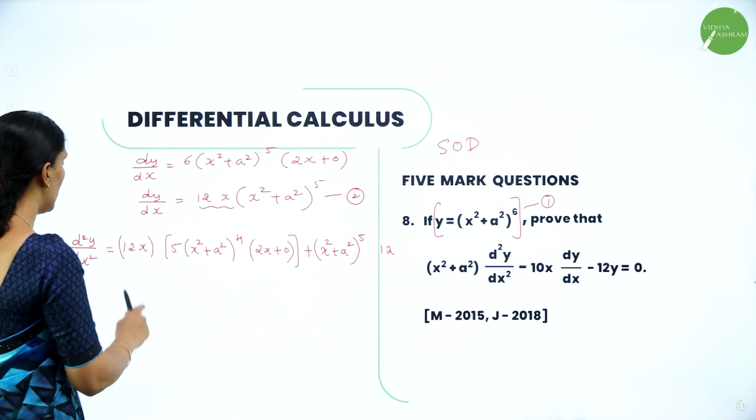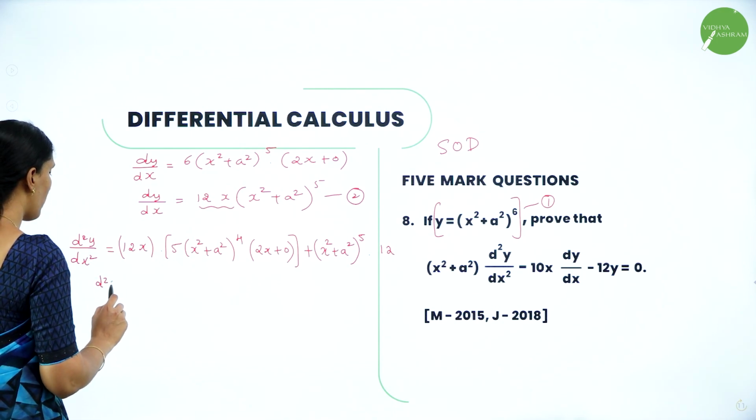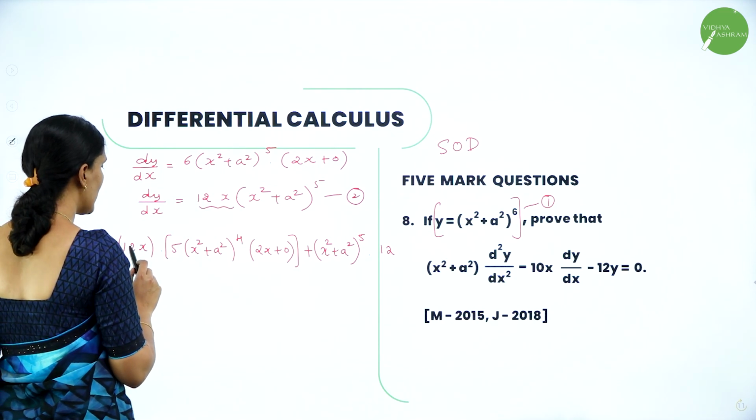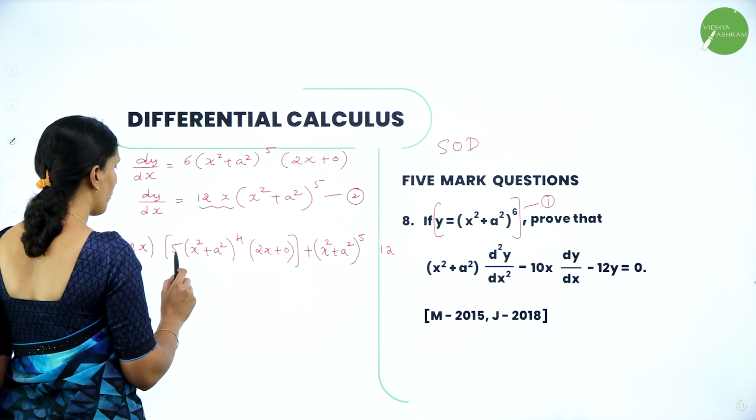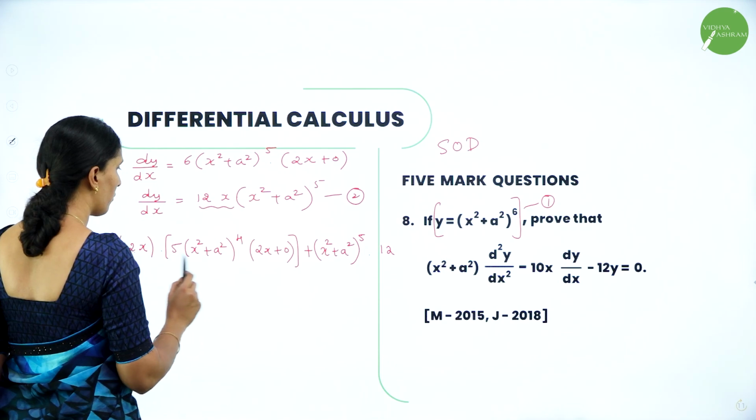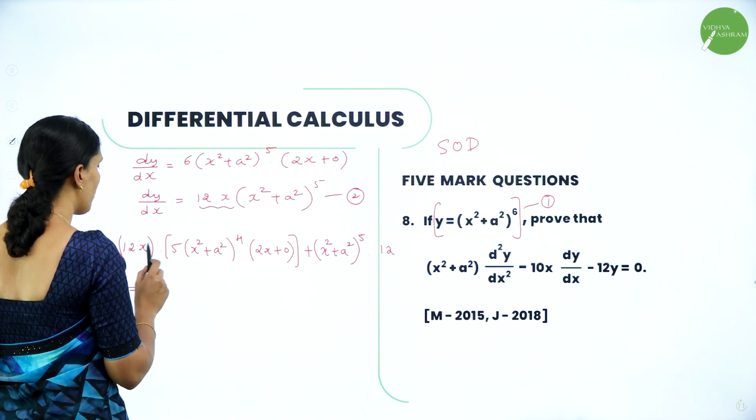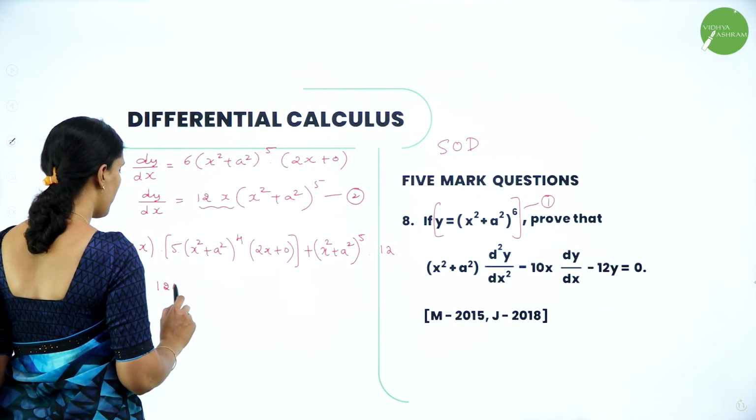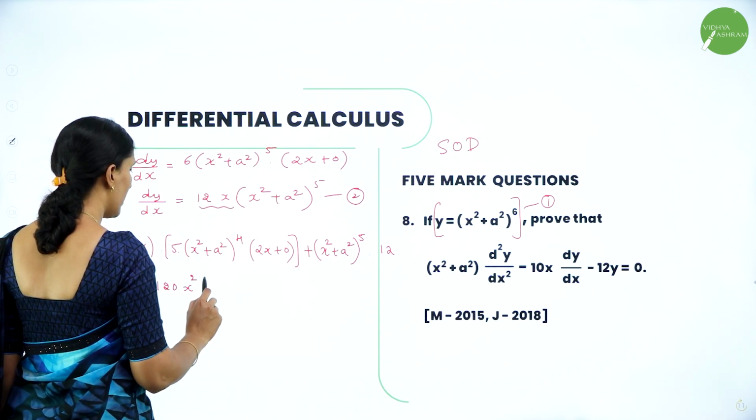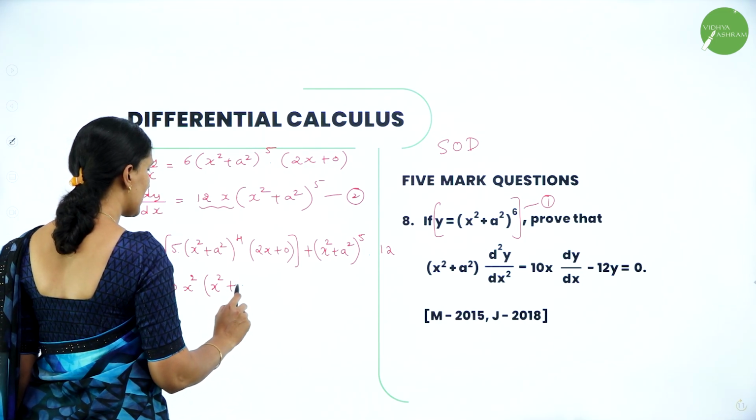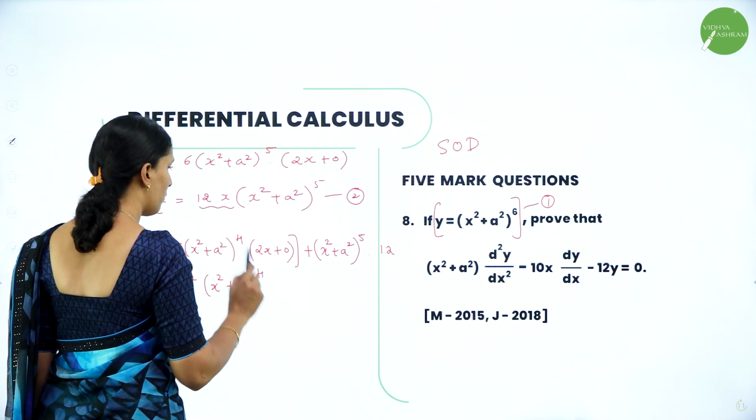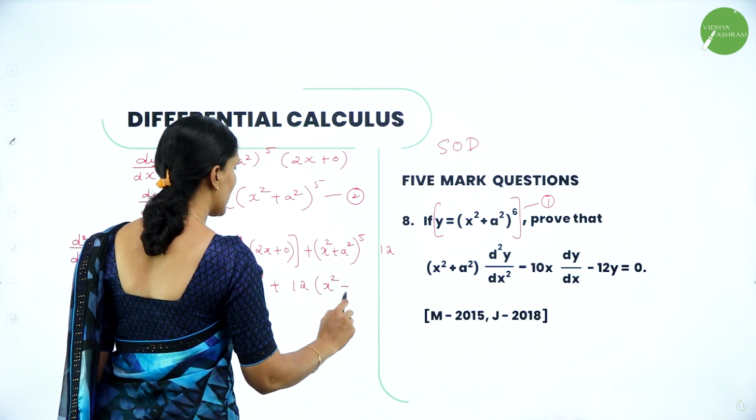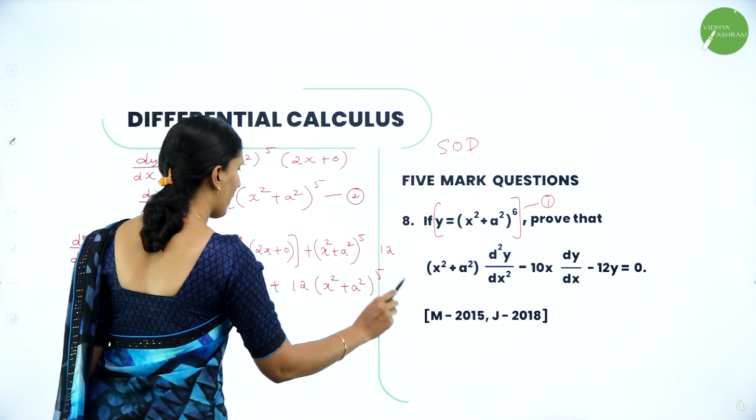Now here we have d square y by dx square is equal to, so here you can see 12x into 5 into x square plus a square whole to the power 4 into 2x. So 12 5s are 60, 60 into 2 is 120 x square into x square plus a square whole to the power 4 plus 12 into x square plus a square whole to the power 5.